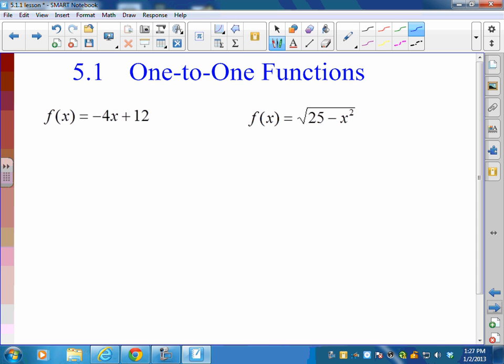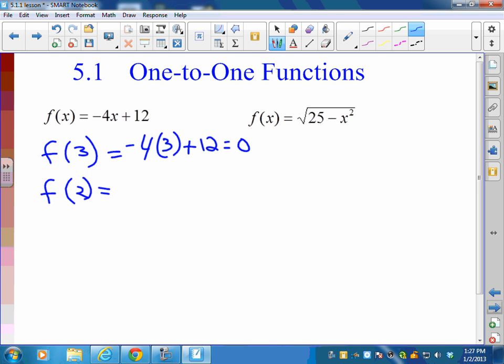So if I put in f of 3 in the first one, so my x value is going to be 3, I'm going to get negative 4 times 3 plus 12 equals 0. And I'll use another value here. Let's not use 2. I'm going to use negative 3 instead. Negative 4 times negative 3 plus 12 is going to give me positive 24, right? The two negatives make a positive, so I get positive 24.